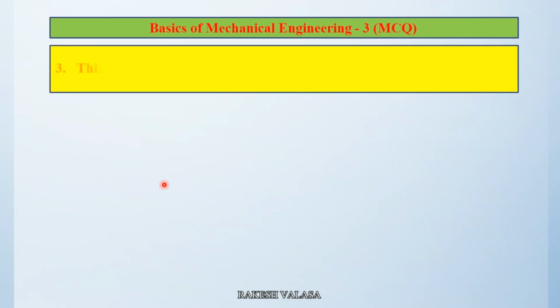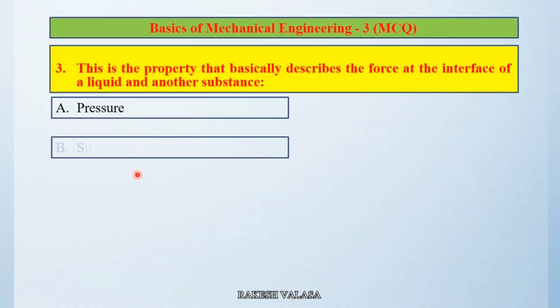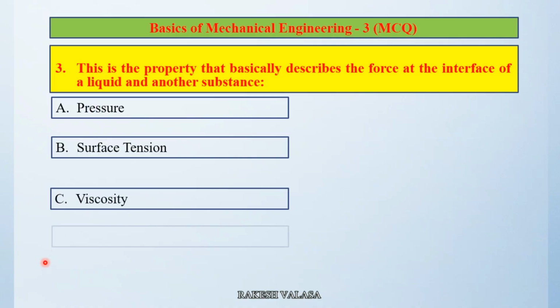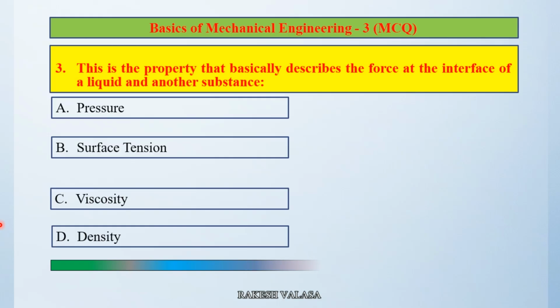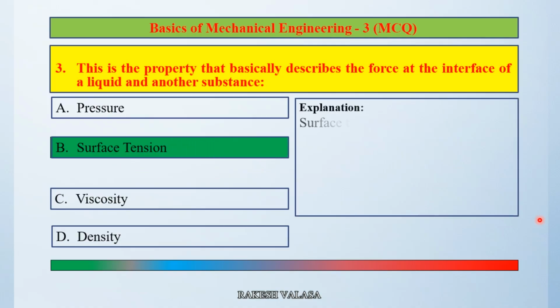Question number 3. This is the property that basically describes the force at the interface of a liquid and another substance. Option A pressure, option B surface tension, option C viscosity, option D density. The correct answer is option B surface tension. Let us see the explanation.